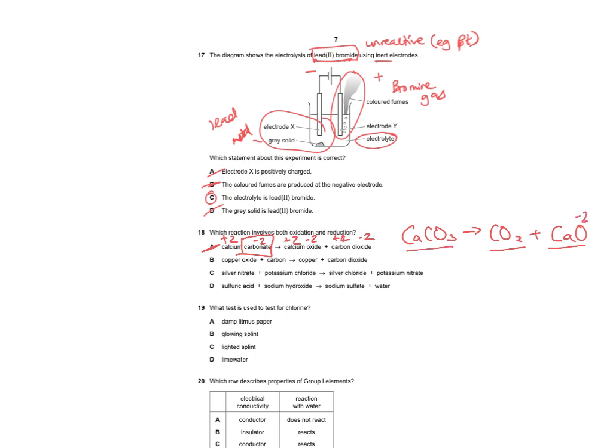Oxygen's in group 6, so it's a minus 2. Calcium's in group 2, so it's a plus 2. Carbonate's one of those compound ions we need to know. That's a minus 2. Carbon's a plus 4, and that minus 2 is made up of minus 2 and plus 4. Okay. So we know it's not that. None of those charges or oxidation numbers have changed. So let's look at B. We've got copper oxide and carbon makes copper and carbon dioxide. So remember, any element on its own, there's no charge here, so that means it has to be 0.